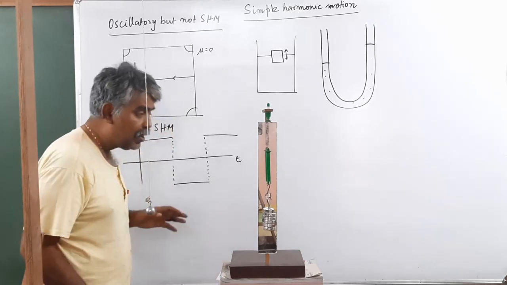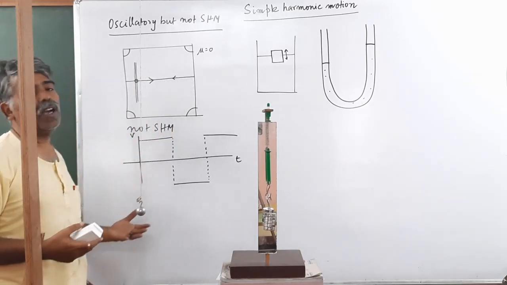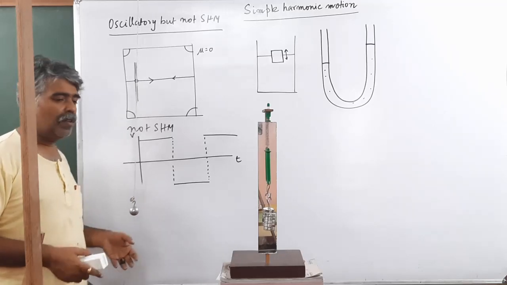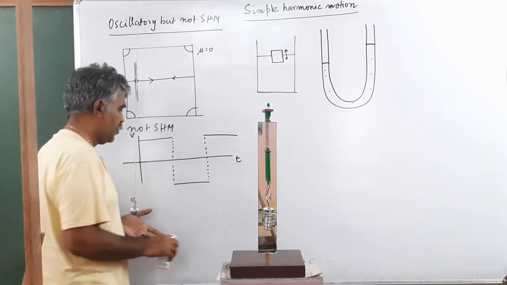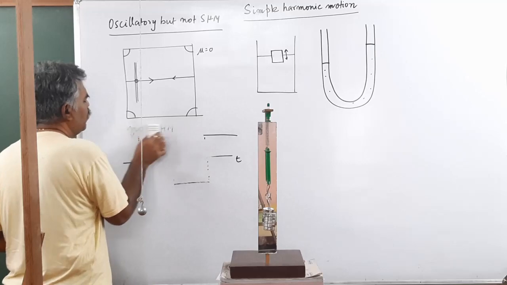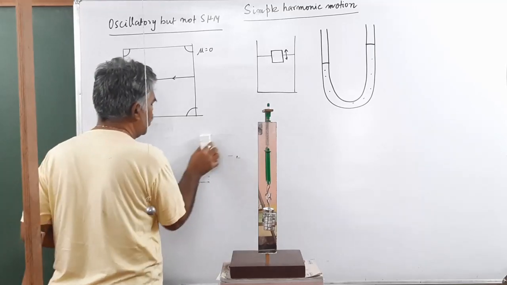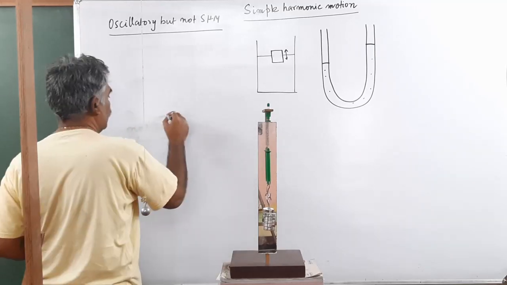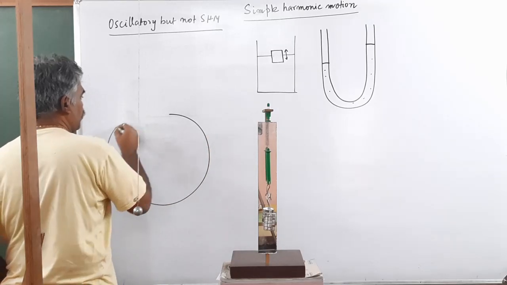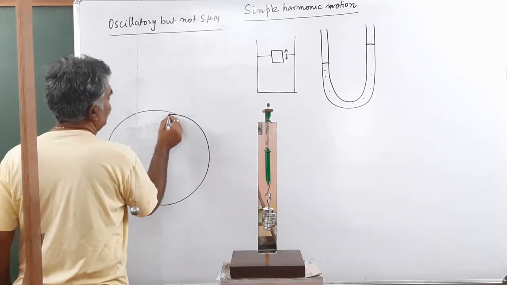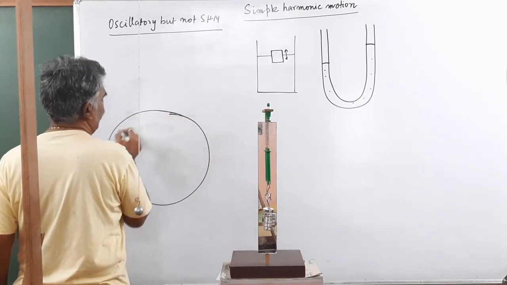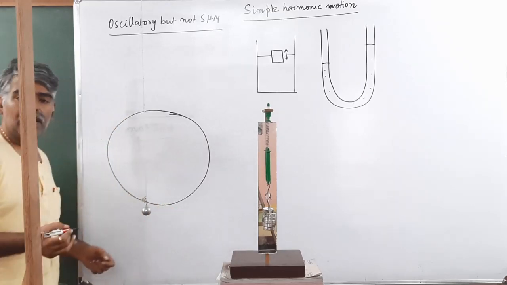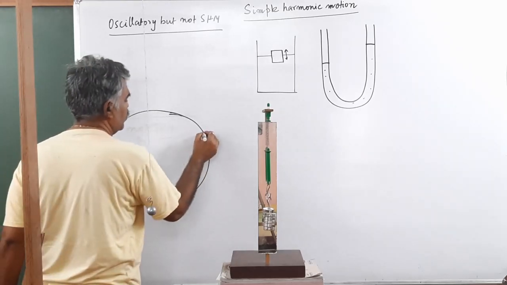Now, what is a simple harmonic motion? What is the underlying mathematical structure? So let's analyze that first. So if I draw a circle, suppose this is a circle, and let me take a point P.